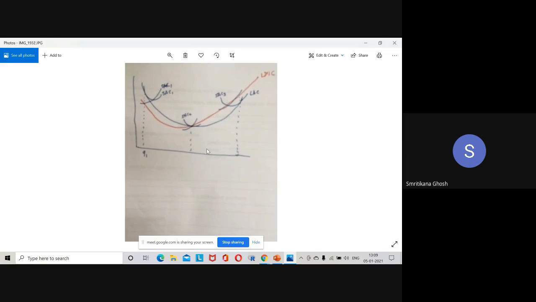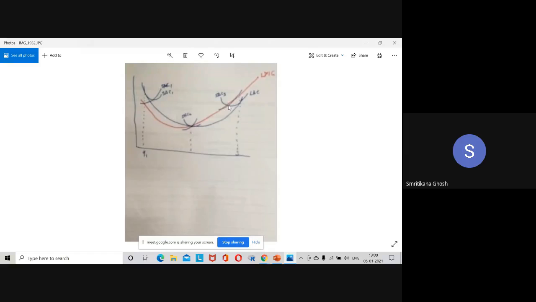Now come to the minimum point. At the minimum point, everything is very fine because everything is tangent at a particular point. SAC2 is tangent to LAC at the minimum point. So both the minimum points are a single point, and LMC is also intersecting that minimum point. SMC is also intersecting that minimum point. So you can understand everything is at that point. Your LMC must pass through this minimum point of LAC.